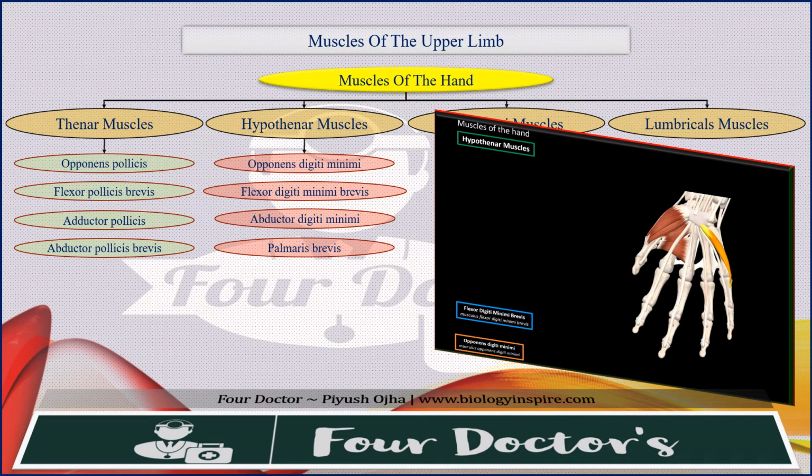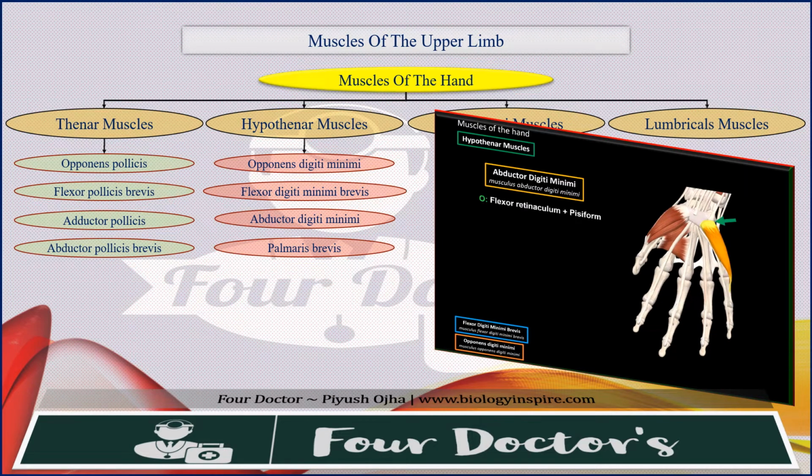Next we have the abductor digiti minimi, which is this one. It originates from the flexor retinaculum as well as the pisiform, and it inserts at the proximal phalanx of the little finger. And its function, can you guess it? That would be abduction of the little finger, pulling it away from the third finger.